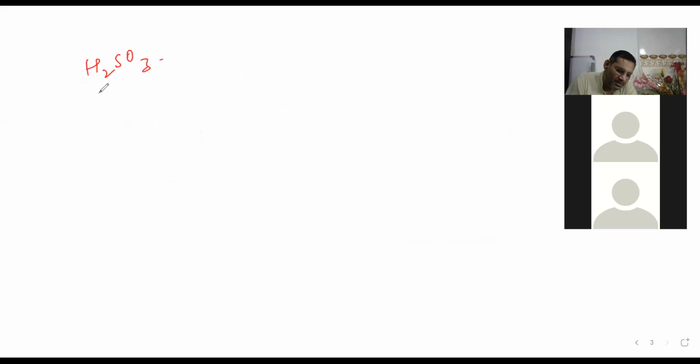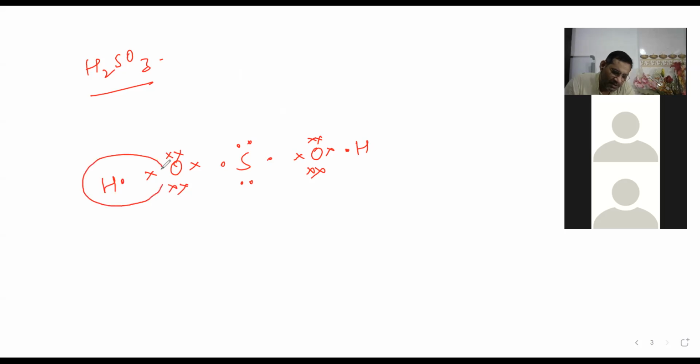H2SO3. See, sulfur is having 6 electrons. One oxygen will be having 2 unpaired electrons. Hydrogen will be having 1 unpaired. Another oxygen will also be having like that. One hydrogen will be having 1 unpaired electron. This is paired. This is also paired.